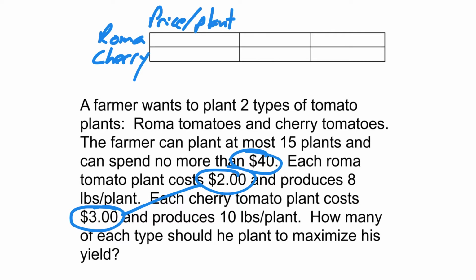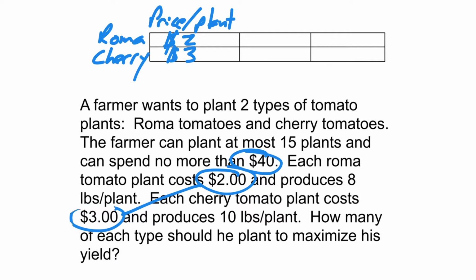And I know that the price per plant for each Roma cost $2, so I'm going to go ahead and put that $2 in there. And each cherry plant costs $3 each, so I'm going to put the $3 in that box. So notice as I look down in this table of information, I can see that the price per Roma is 2, the price per cherry is 3.